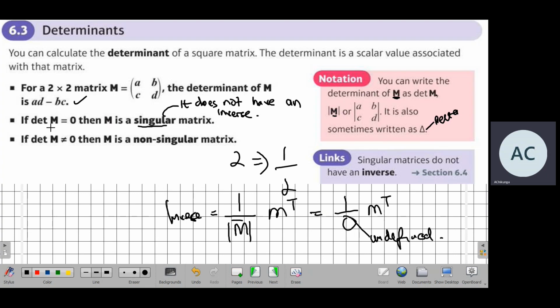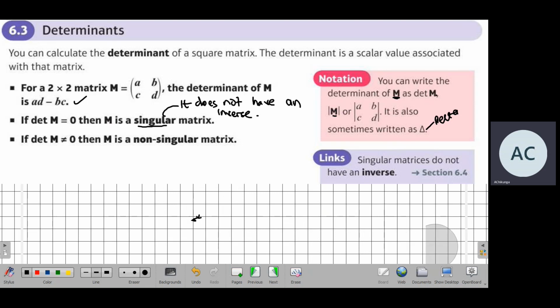So if the determinant of a matrix is 0, it means that matrix does not have an inverse. Perfectly understood, right? And that type of matrix, we call it a singular matrix. Are we together? Singular matrices do not have inverses, okay? But if the determinant is not 0, then it is called a non-singular matrix.